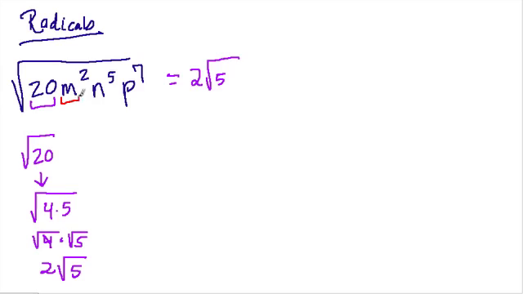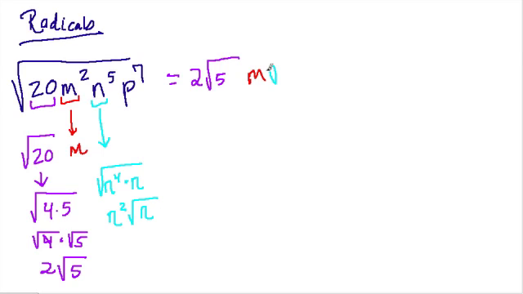The square root of m squared just equals m, because m times itself is m squared. Write that down. N to the 5th, I'm going to rewrite as the square root of n to the 4th times n. That's equal to n to the 5th, because when you multiply two bases of n with different exponents, you add those exponents. So this is a little bit easier to deal with now, because the square root of n to the 4th is just n squared, and the square root of n is still just the square root of n. And all of this is being multiplied.